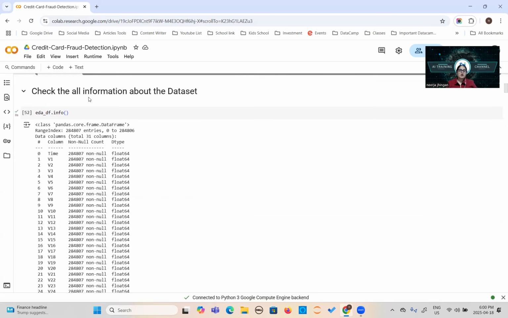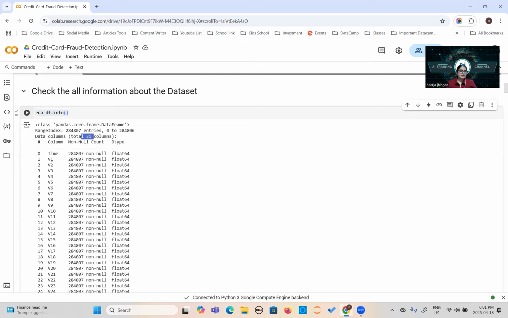Now we will check all the information about the data set. This is the info method, a very popular method. This is used to explore your data set at a deeper level. It will tell you about the total number of records. We have a good amount of records actually, even though it is only for 2 days. This is your 2,84,807 entries, and you have 31 columns in this.